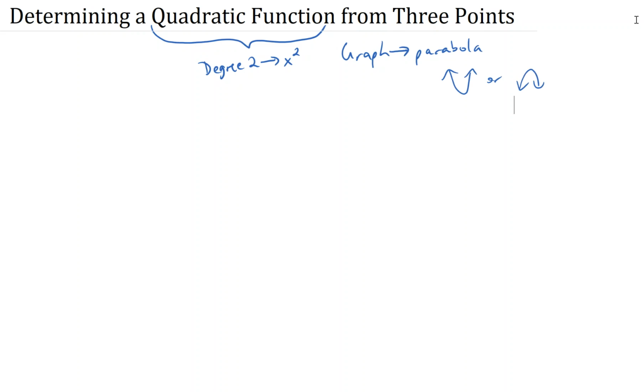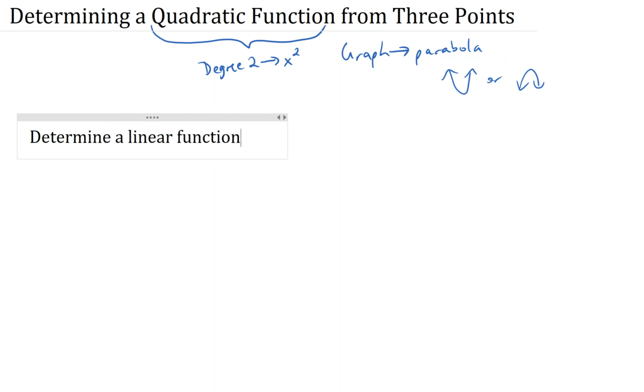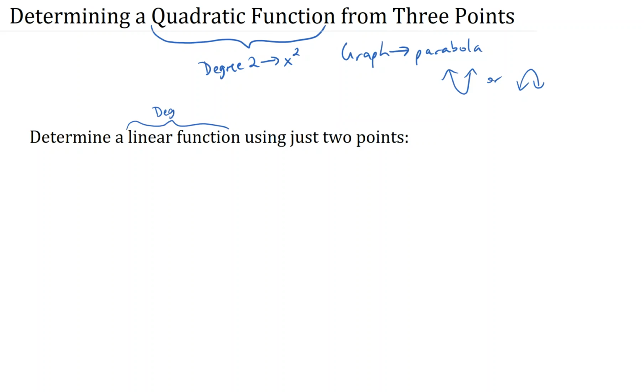Now, I just want to remind you, you should have a background in algebra already if you're watching this video wanting to learn about this. But if you want to, you could determine a linear equation, a linear function, using just 2 points. Okay, so a linear function means the degree is 1. Degree is 1, and the graph of a linear function is a line.